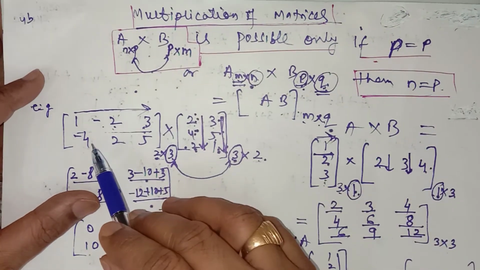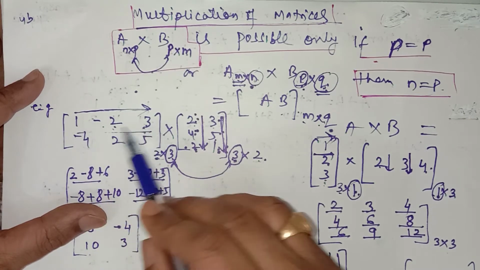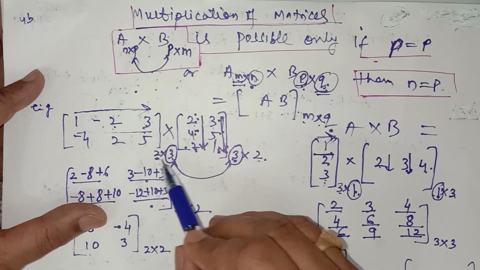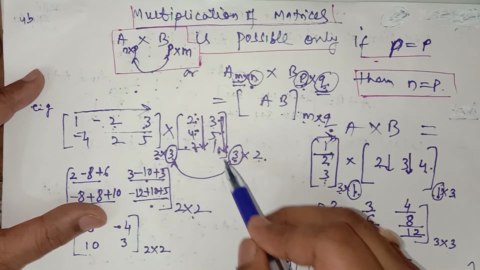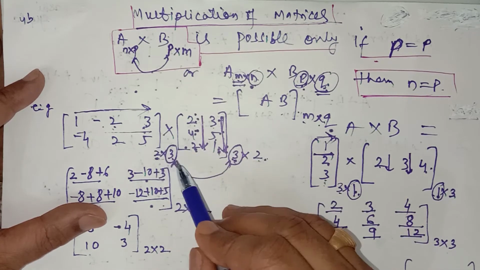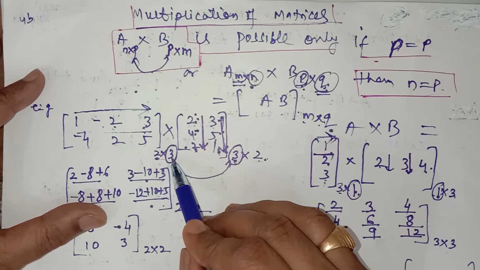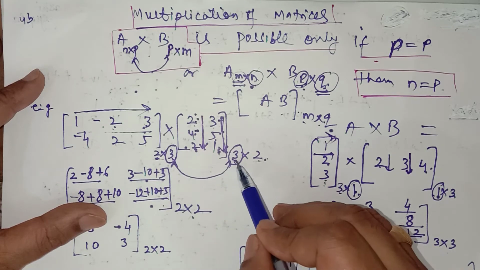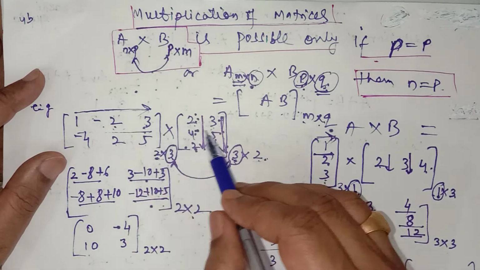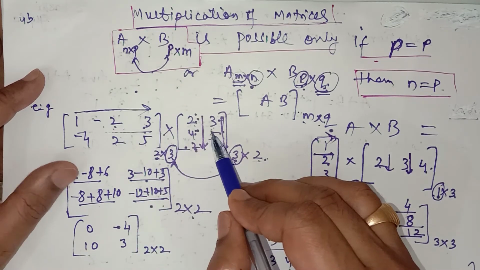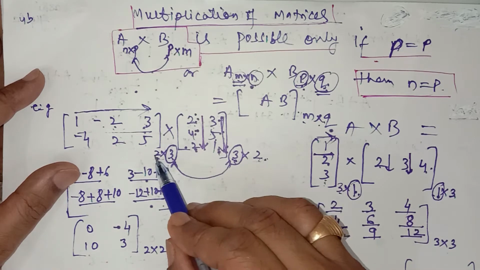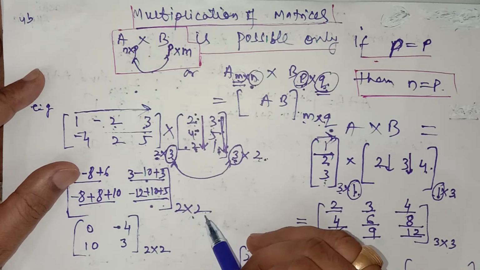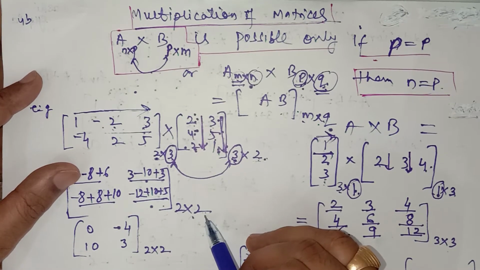I've taken a matrix 1, minus 2, 3, minus 4, 2, 5, of order 2 by 3. Then I've taken a matrix 2, 3, 4, 5, 2, 1, and its order is 3 by 2. Because the number of columns of the first matrix is equal to the number of rows of the second, we can multiply these two matrices and the order of the resultant matrix will be 2 by 2. Be very careful, 2 by 2. So first of all, write the order of the resultant matrix, then you have to multiply.